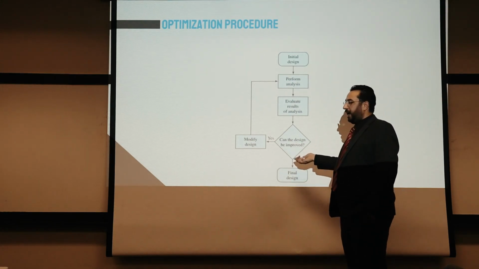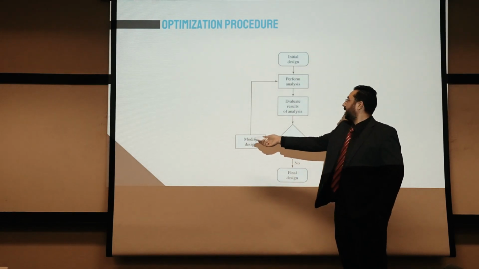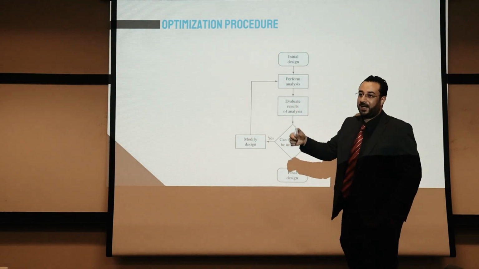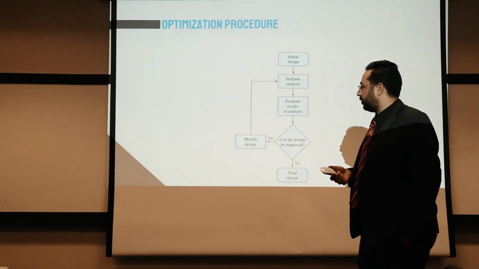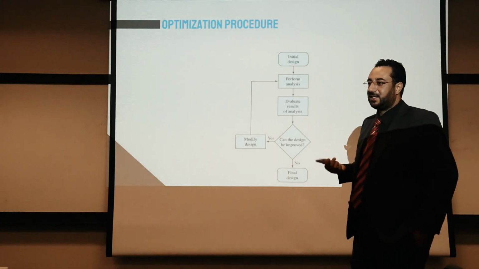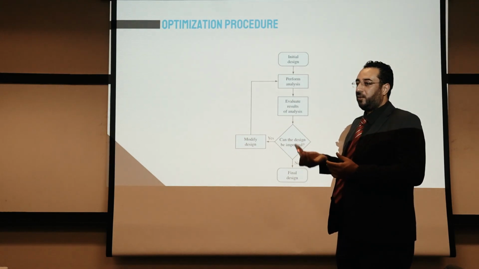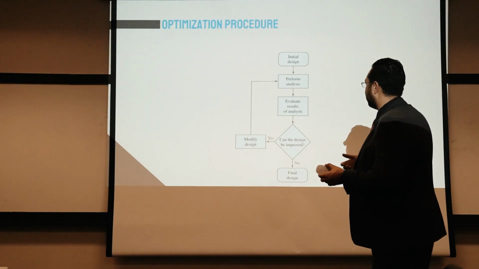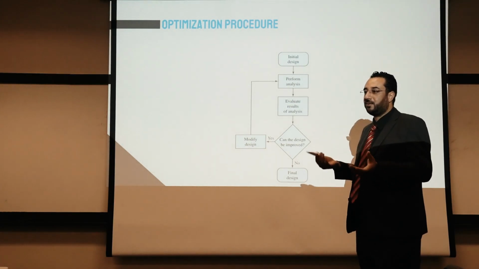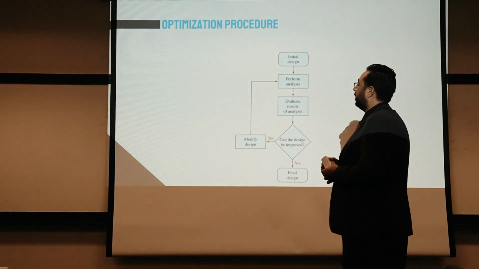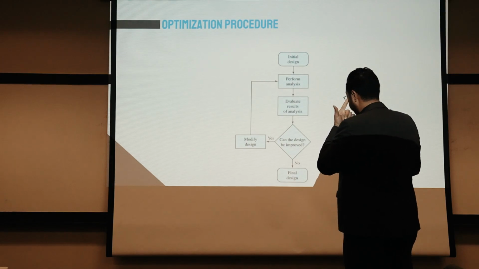Now you can ask, can the design be improved? If it can be improved, then yes, I go back to perform analysis. How can I improve that design through size, or cost, or durability, or how long it can stay with one charge or one battery, and all of that. So optimization means making things better, smaller, cheaper, more durable. That's how you think about the word optimization in the engineering field.